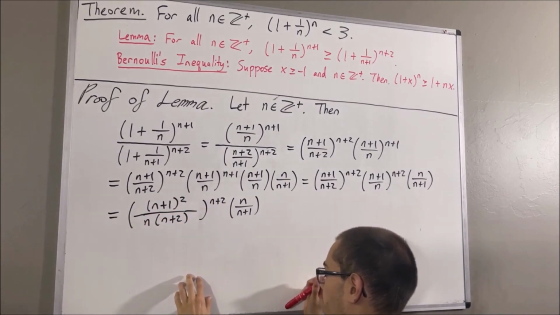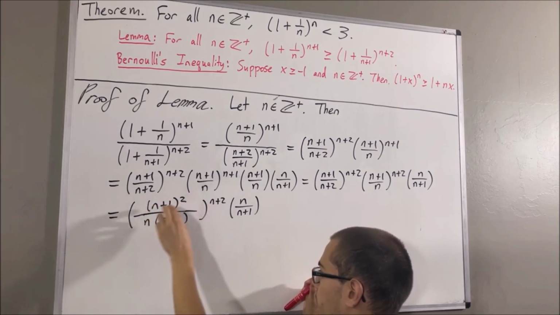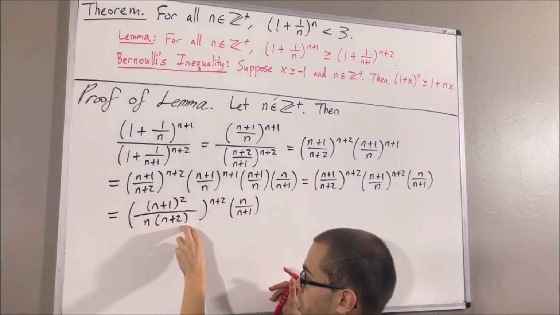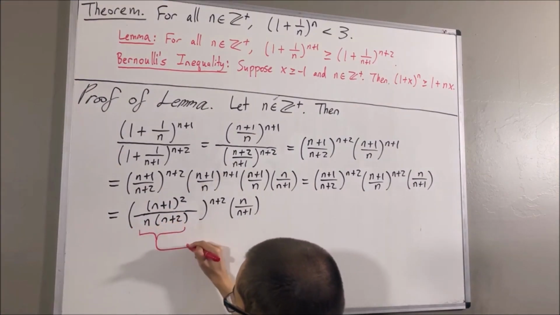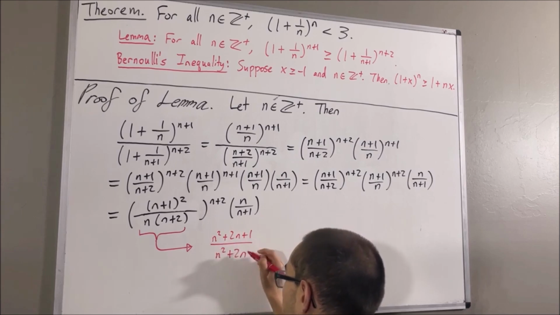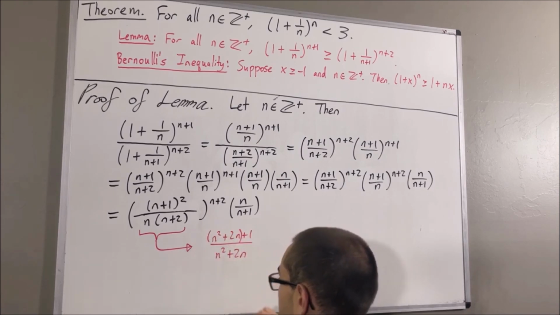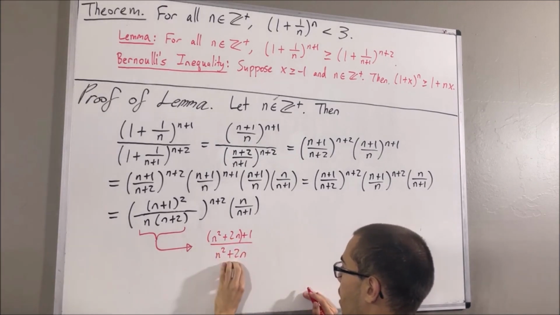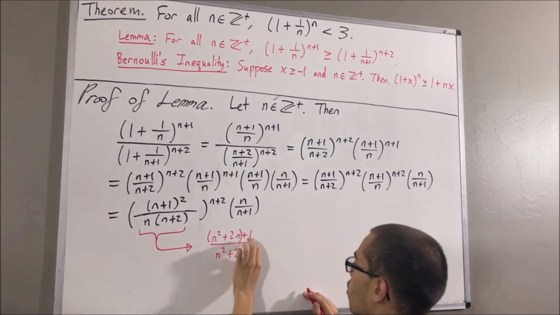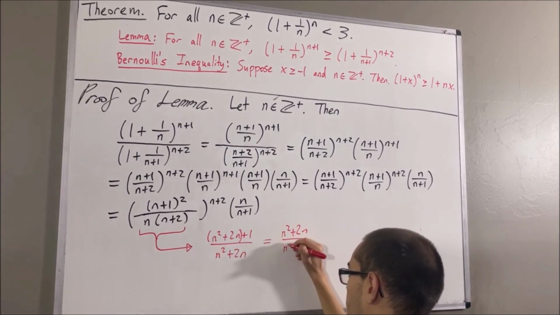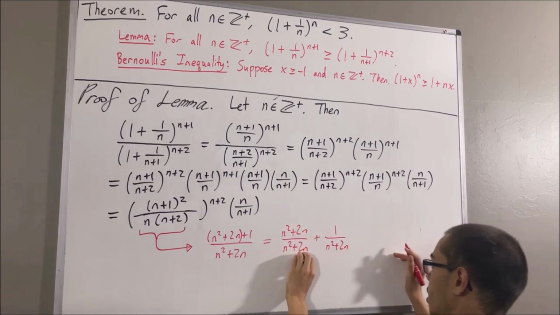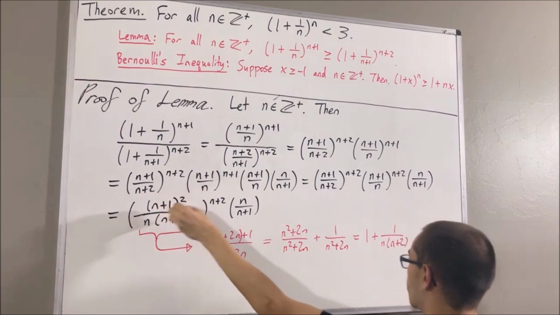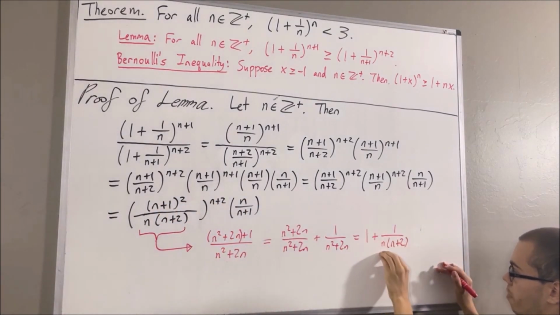Now, the next thing to notice here is inside this parentheses, the numerator is equal to n^2 + 2n + 1. The denominator is equal to n^2 + 2n. Well, if we group these two guys together, we can read this as being (n^2 + 2n) over (n^2 + 2n), plus 1 over (n^2 + 2n). Well, really, the first part is just equal to 1. So what we have in the parentheses here is just equal to 1 plus 1 over n times (n+2).